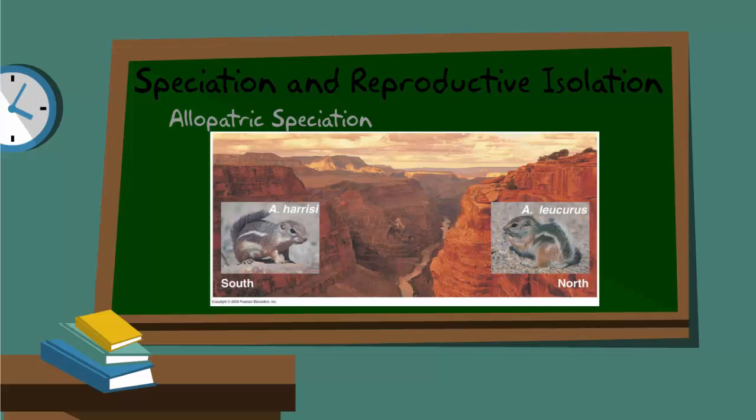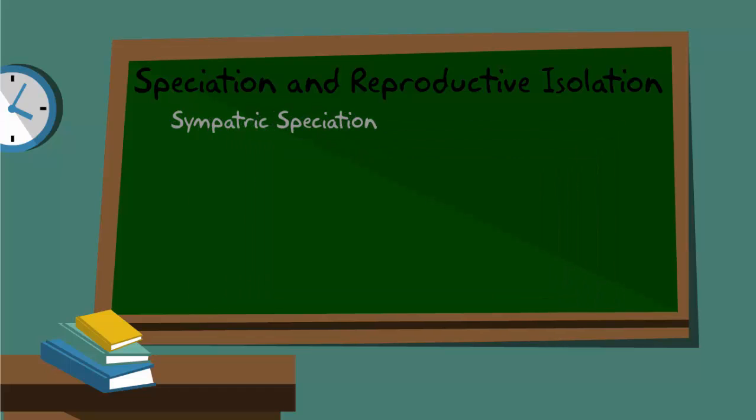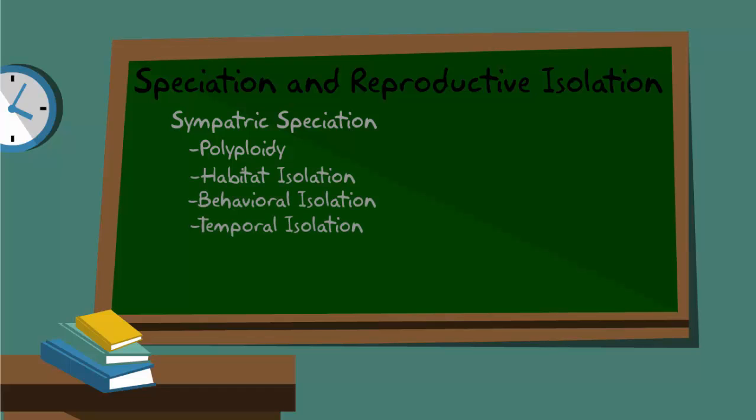Allopatric speciation is caused by geographic isolation, separation by mountain ranges, canyons, lakes, rivers, glaciers, altitude, or longitude. Sympatric speciation: speciation may occur without geographic isolation, in which case the cause of the speciation is sympatric. Examples of sympatric speciation are polyploidy, habitat isolation, behavioral isolation, temporal isolation, and reproductive isolation.